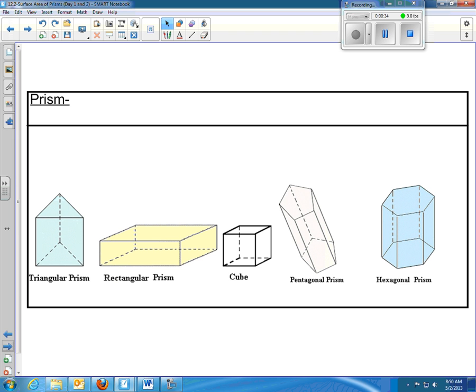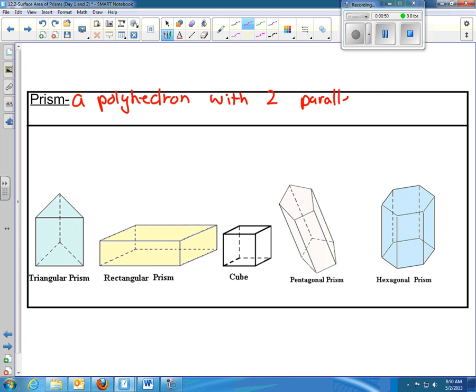A prism is a polyhedron. And if you don't know what that word is, please look it up because I'm going to ask you about it when we get back to class. A polyhedron with 2 parallel and congruent bases. A prism is named by its bases.